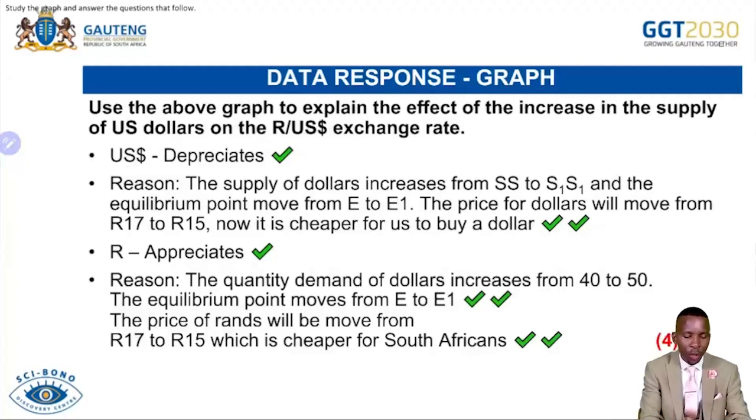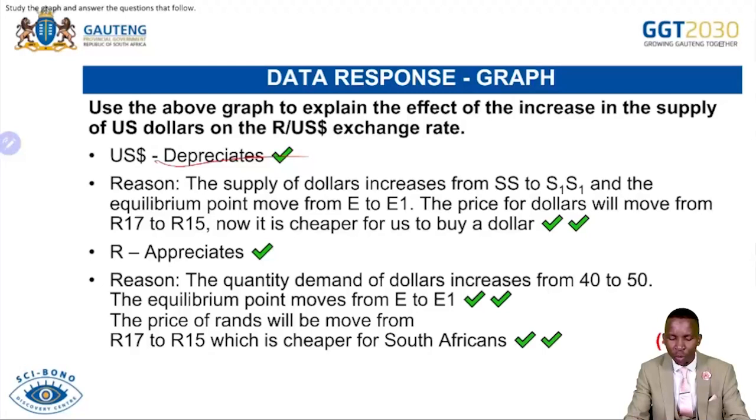And then the US dollar depreciates. The reason: the supply of dollars increases from S to S1, and the equilibrium point moves from E to E1. The price of a dollar will move from 17 rand to 15 rand, meaning the rand will be gaining strength, because now South Africans will be paying less to afford $1 than before. They were paying 17 rand, now they're paying 15 rand. Now it's cheaper for us to buy a US dollar.